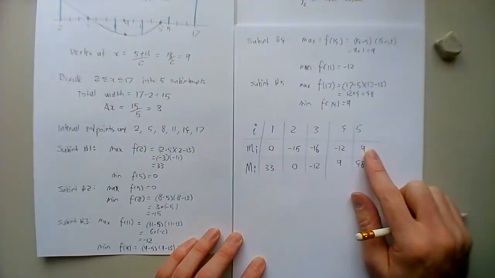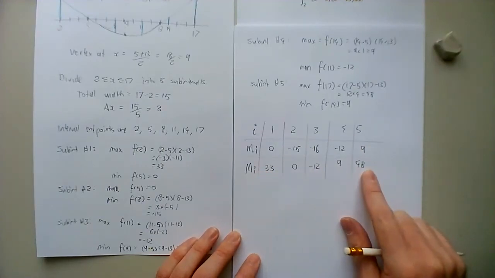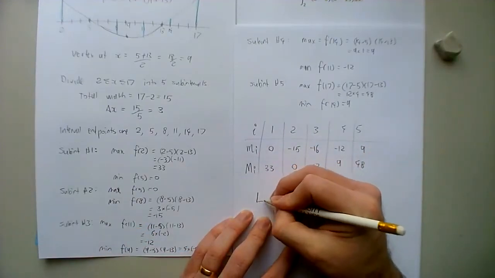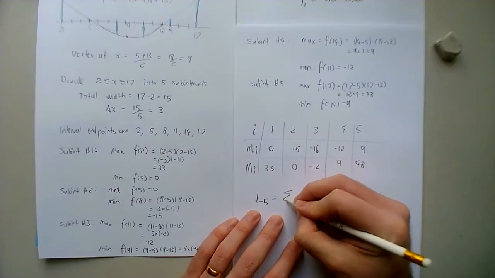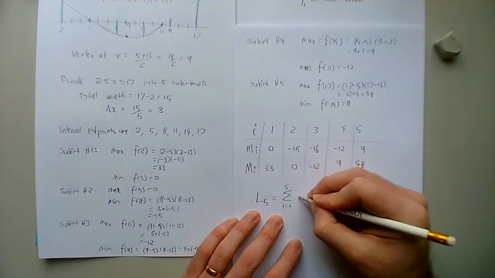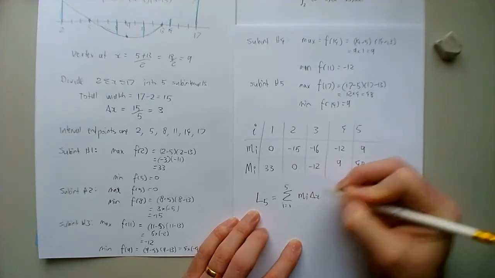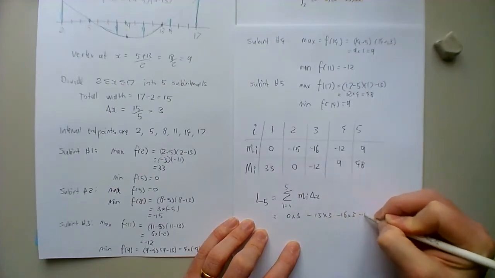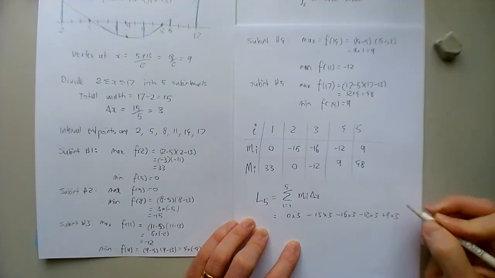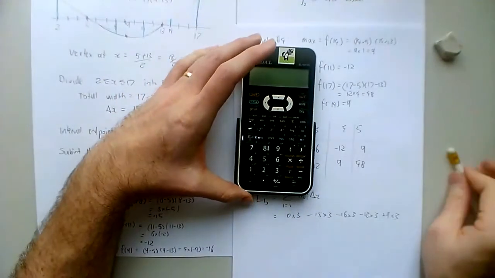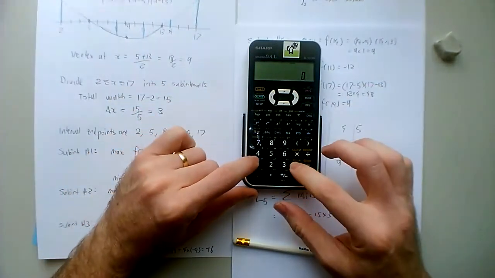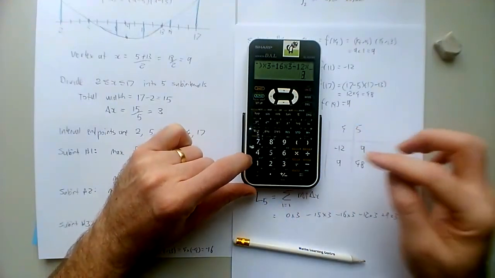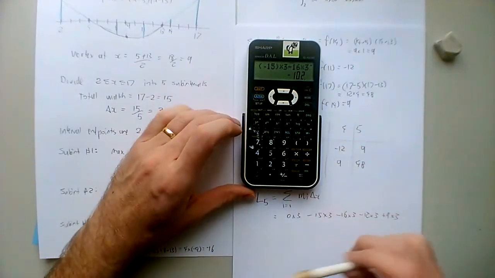And then to figure out the upper sum, I'm going to have to multiply the maximums by the delta x, and then add them up. And the minimum would produce the lower sum. So L5 is the sum from i equals 1 to 5 of little m_i delta x, which is 0 times 3 minus 15 times 3 minus 16 times 3 minus 12 times 3 plus 9 times 3. And we don't need the 0 times 3, that'll be fine. Minus 15 times 3, minus 16 times 3, minus 12 times 3, plus 9 times 3 is minus 102.